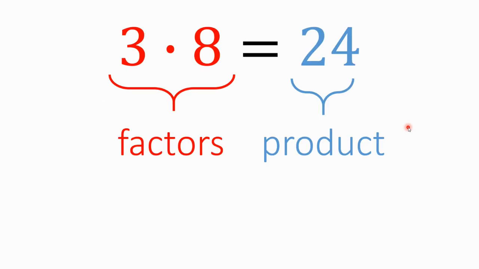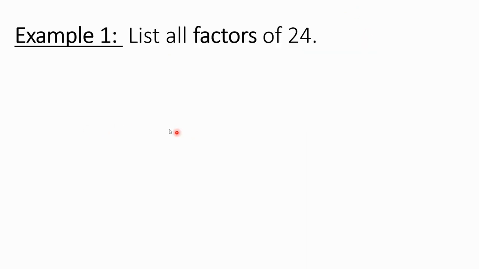So remember that factors are the things that you multiply together. And then the answer that you get, we always call that the product. So write this down. I think this is better than any sort of written out definition of a factor. So example 1 tells us to list all factors of 24. Remember, factors just means a number that you can multiply together, and it gives you 24.